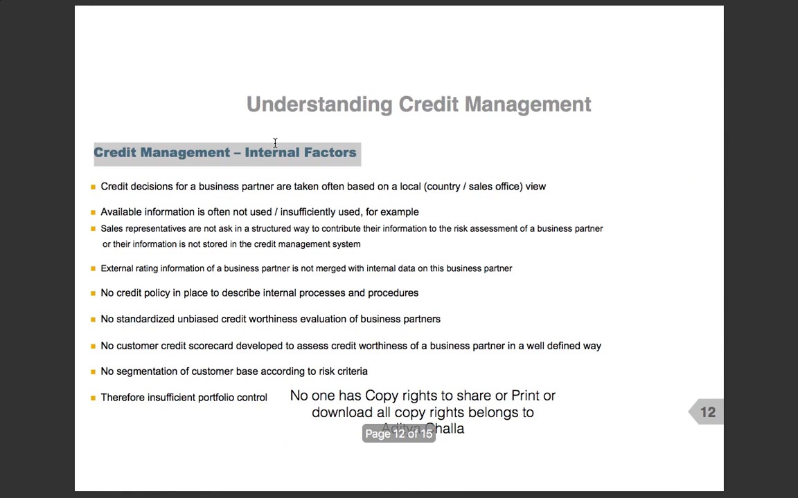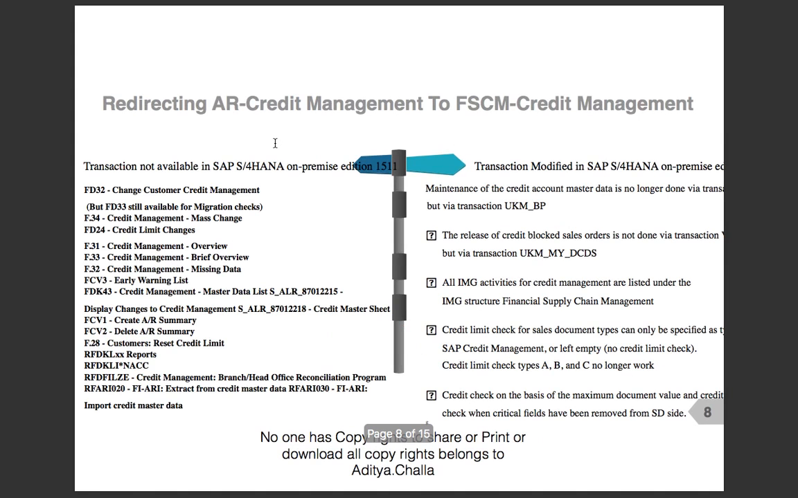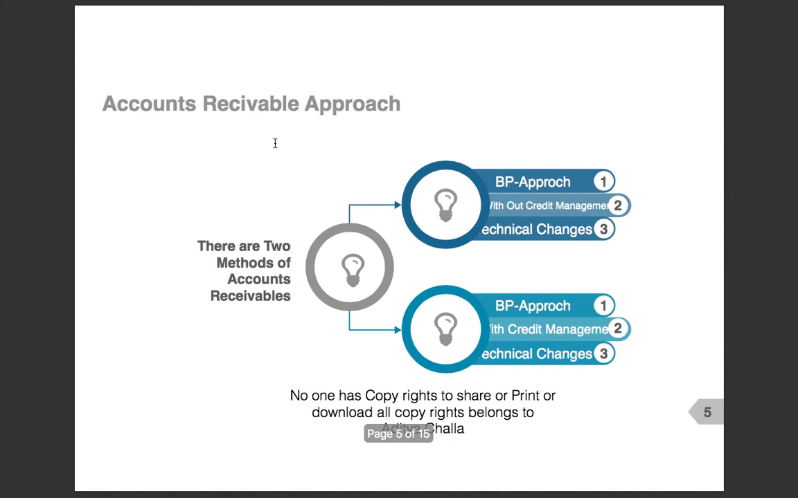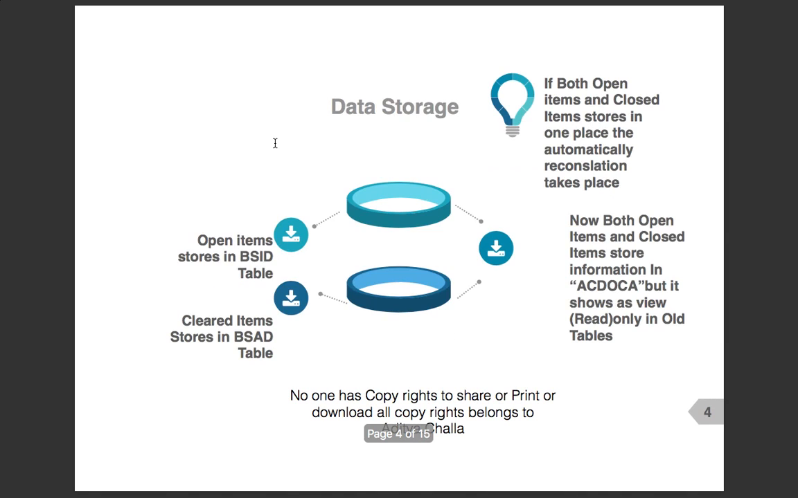So now I hope you understand the changes that occurred in simple finance about the customer. Then number two, data architecture, and number three, credit management, and why we require FSCM credit management as a mandatory field. Is it clear to everyone?